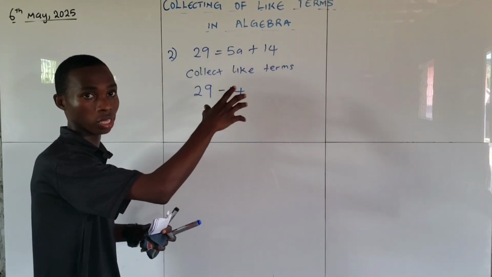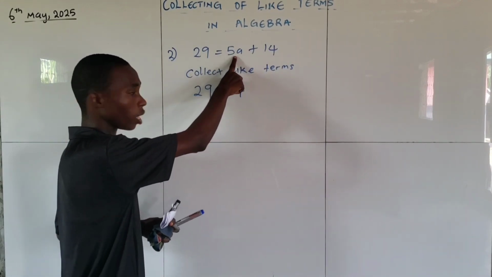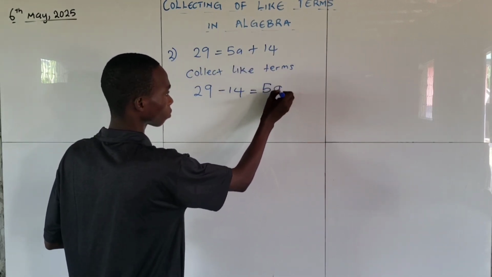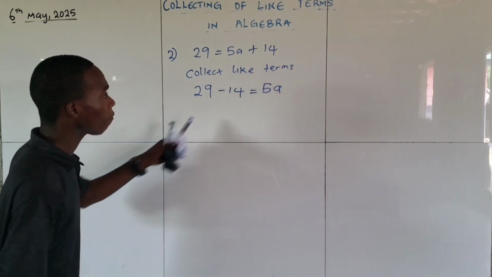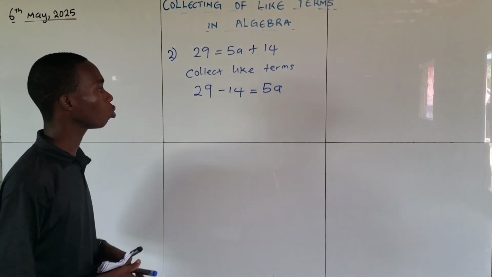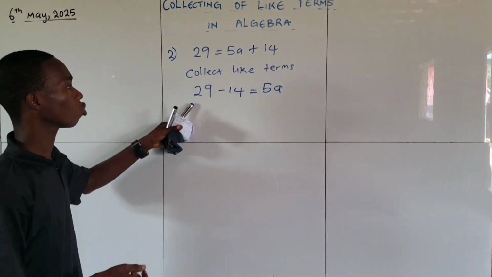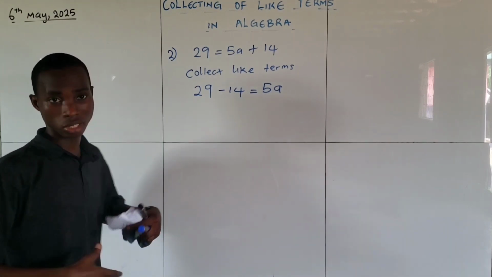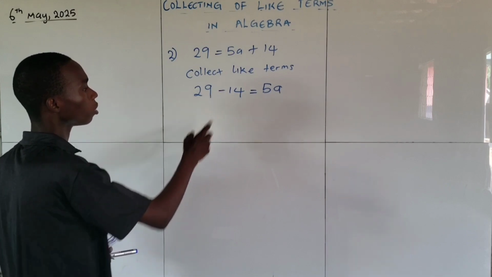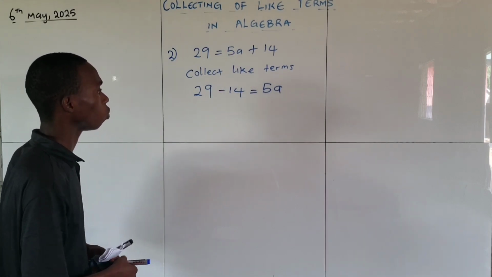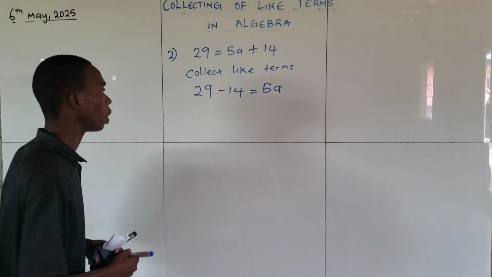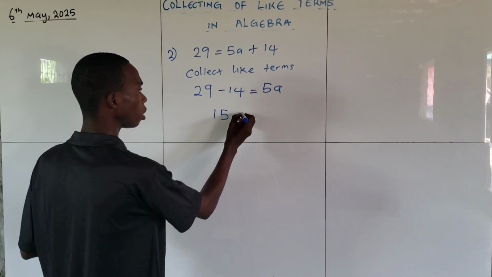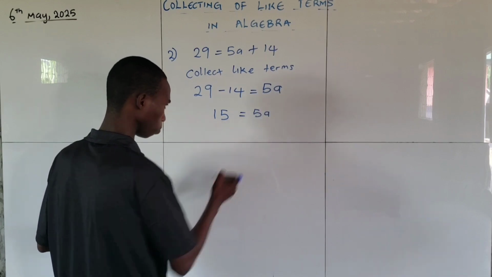There is no other constant here again. It's only the coefficient that is remaining. So equal to the 5a. So having done this, what we need to do is that we just minus 14 from 29. So now let's solve it. 29 minus 14 will give us what? It will give us 15. So that's it. 29 minus 14 will give us 15. So we have 15 equal to 5a.